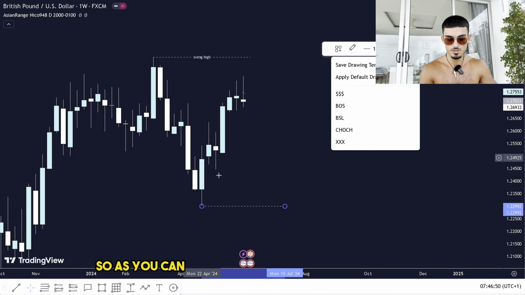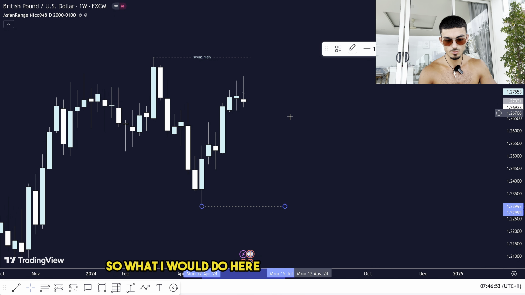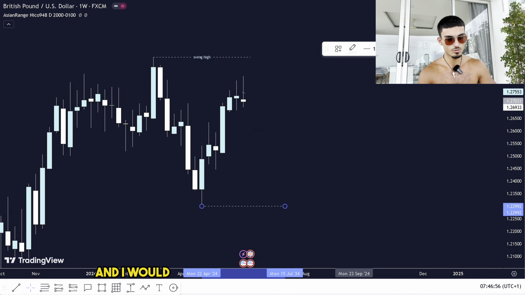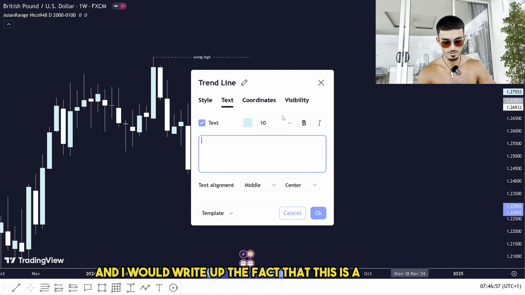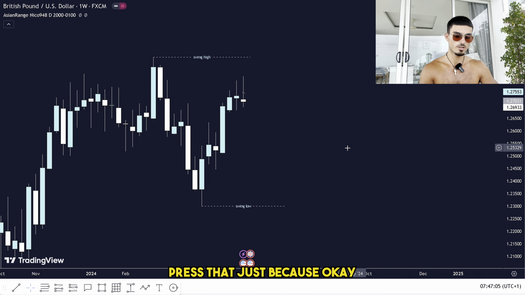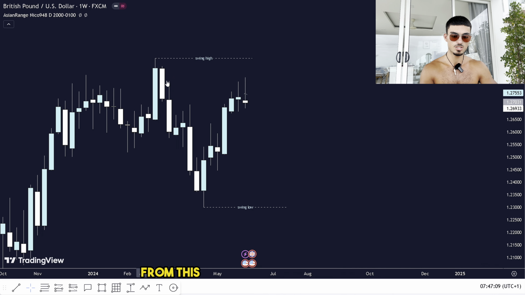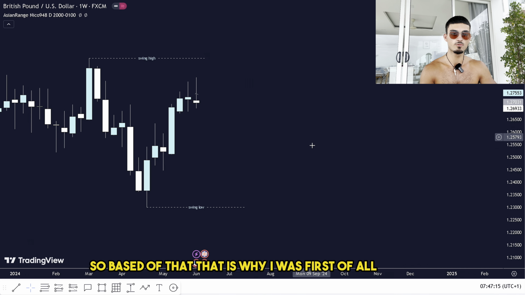Okay, so as you can see right here, down at the bottom, we have a swing low. So what I would do here is I would just go on my notes and I would write up the fact that this is a swing low, just like that. Press that, just because, okay, that just helps me understand where the market is going. We have a clear range right here from this swing high to this swing low, and it looks like we are heading towards this swing high, okay? So based off that, that is why I was first of all looking for buys.